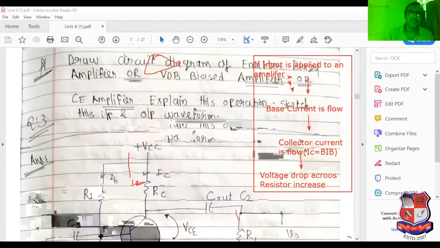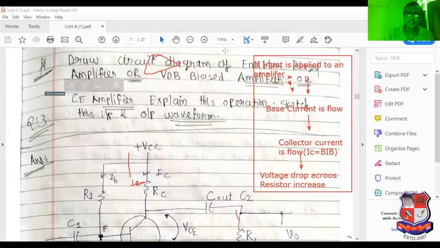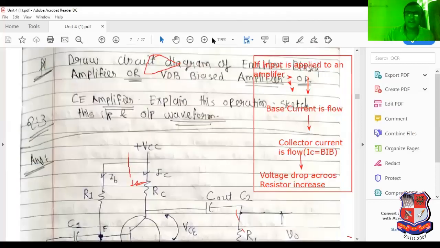See, these are the different names of the amplifier. I have mentioned them again here. Draw the circuit diagram of common emitter amplifier, voltage divider bias amplifier, common emitter amplifier, voltage divider bias amplifier.